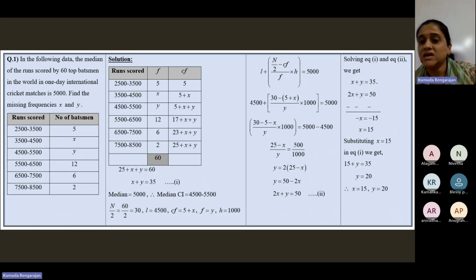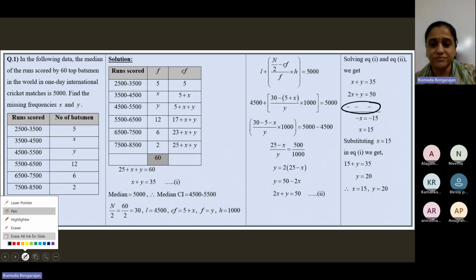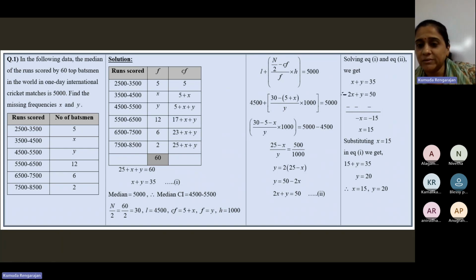So here we're subtracting equation 1 minus equation 2. We're changing the signs throughout on the second equation. That is, this plus becomes minus, and the plus becomes minus, plus becomes minus. Okay, so plus y minus y will get cancelled. It becomes 0, right? Then x minus 2x is minus x. And 35 minus 50 is minus 15. So minus gets cancelled on both the sides and x is equal to 15.